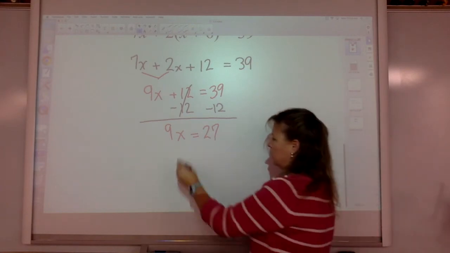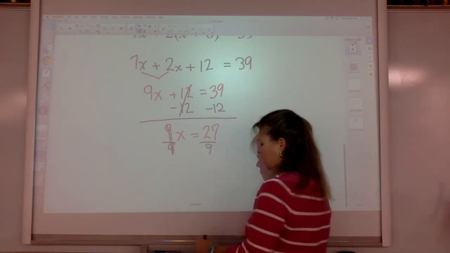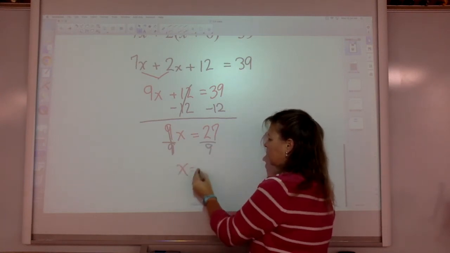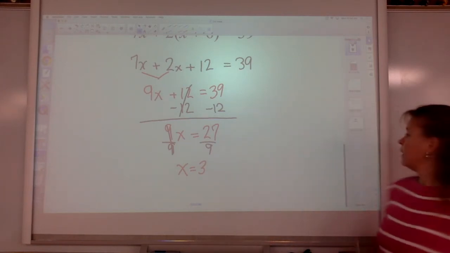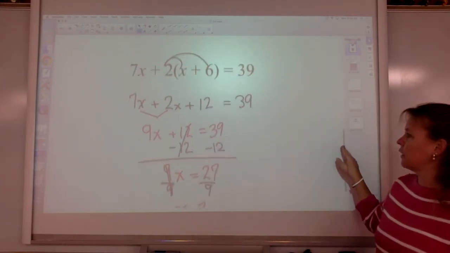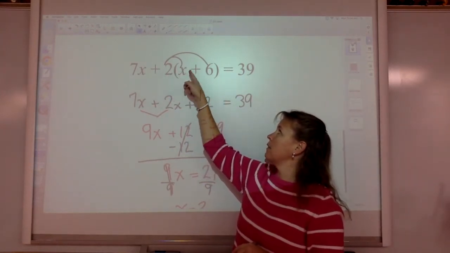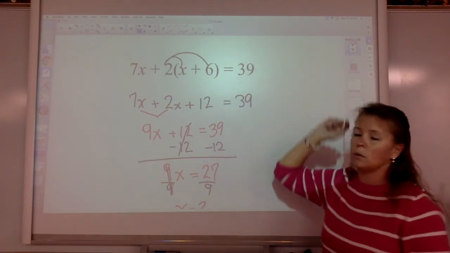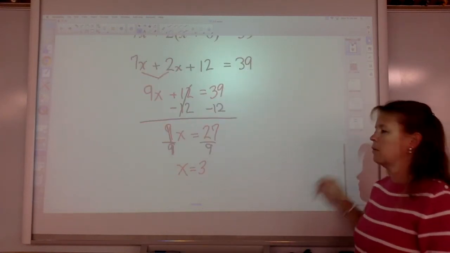And lucky for us, it's nice when it comes out to be a whole number. 27 divided by 9, x equals 3. Typing that back into the calculator to check your answer: 7 times 3 plus 2 parentheses 3 plus 6 parentheses equals. So it is getting a little bit more cumbersome to check it and put it in our calculator, but it's still worth the time.